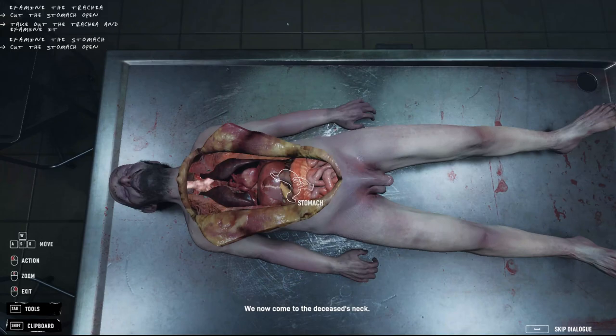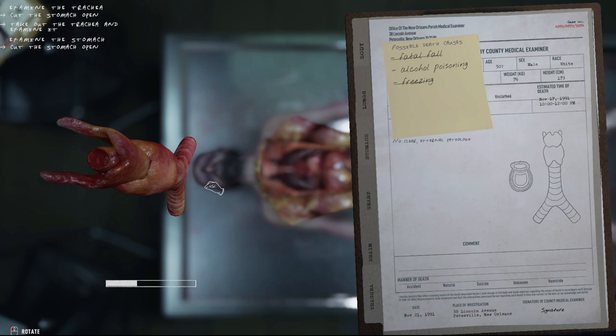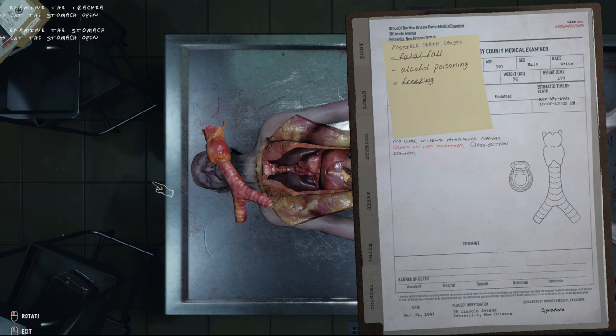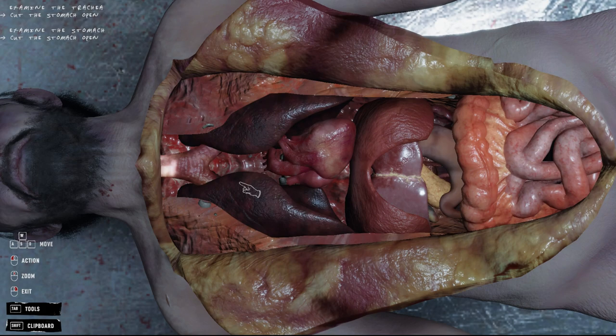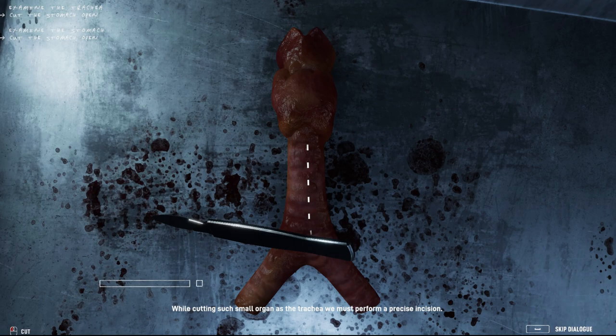We now come to the deceased's neck. Same as we did with the stomach. External inspection didn't tell us anything. Now the scalpel comes into play. While cutting a small organ, such as the trachea, we must perform a precise incision. To be able to cut with the very tip of the blade, we must hold the knife as if it was a stylus.